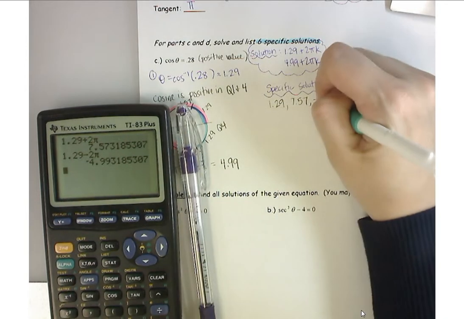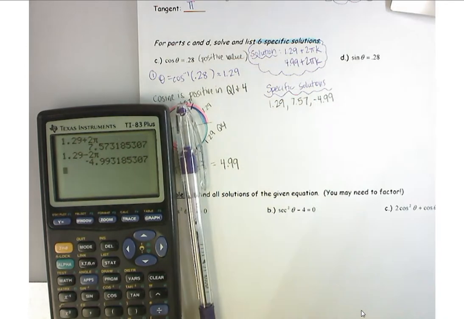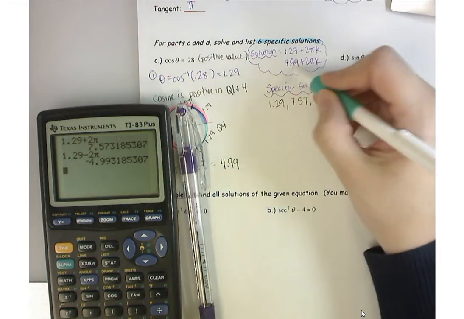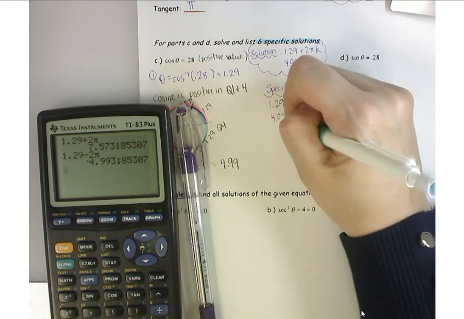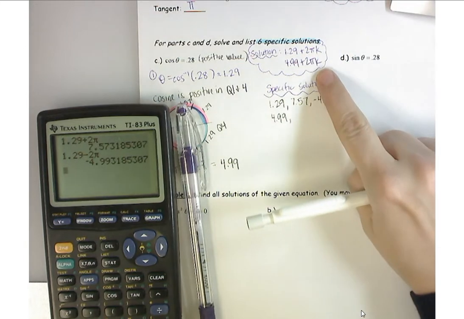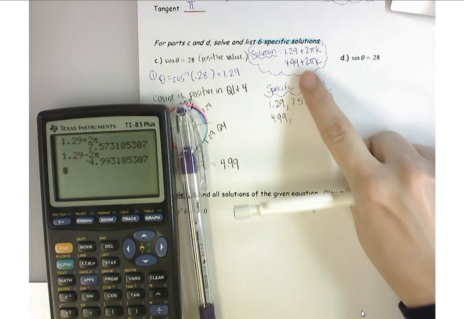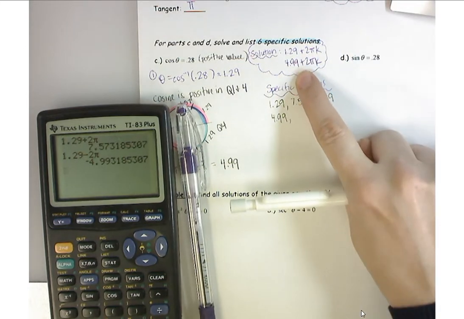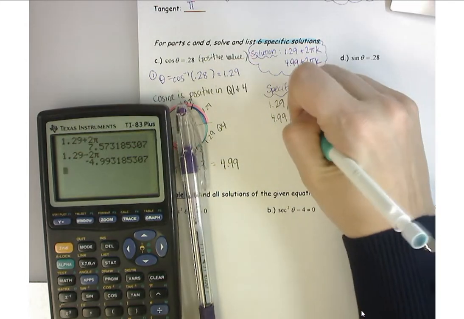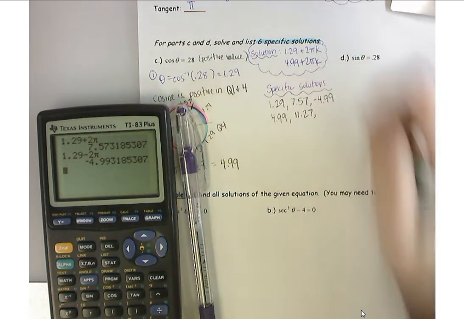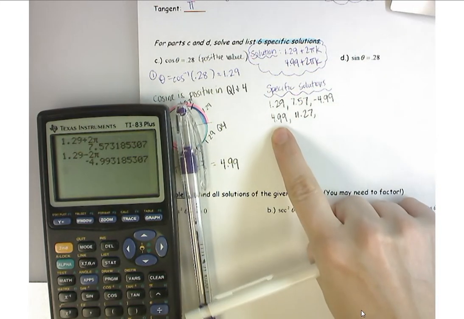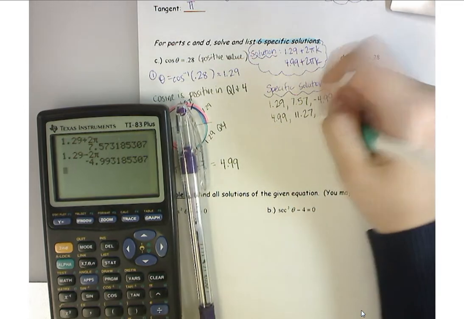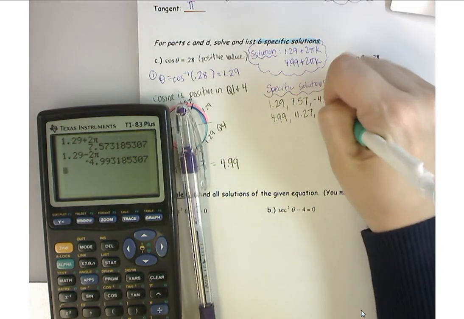If you do 1.29 minus 2 pi, you could do it that way, and then you get negative 4.99. Then you do the same thing with 4.99. So if I plugged in 0 for k, I'd get 4.99. If I added 2 pi, I would get 11.27. If I took 4.99 and subtracted 2 pi, I'd get negative 1.29.